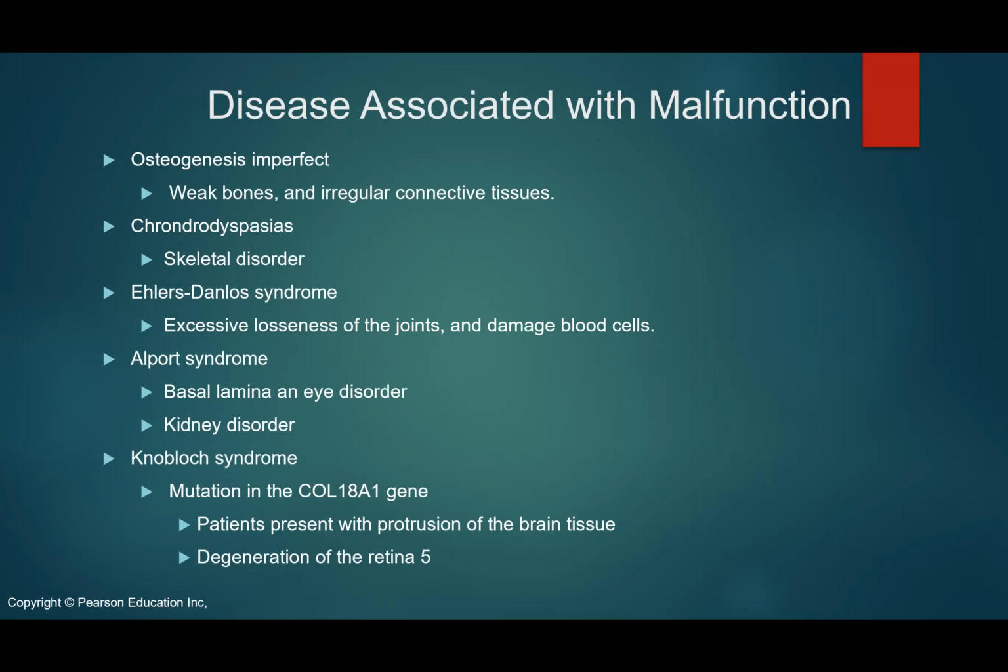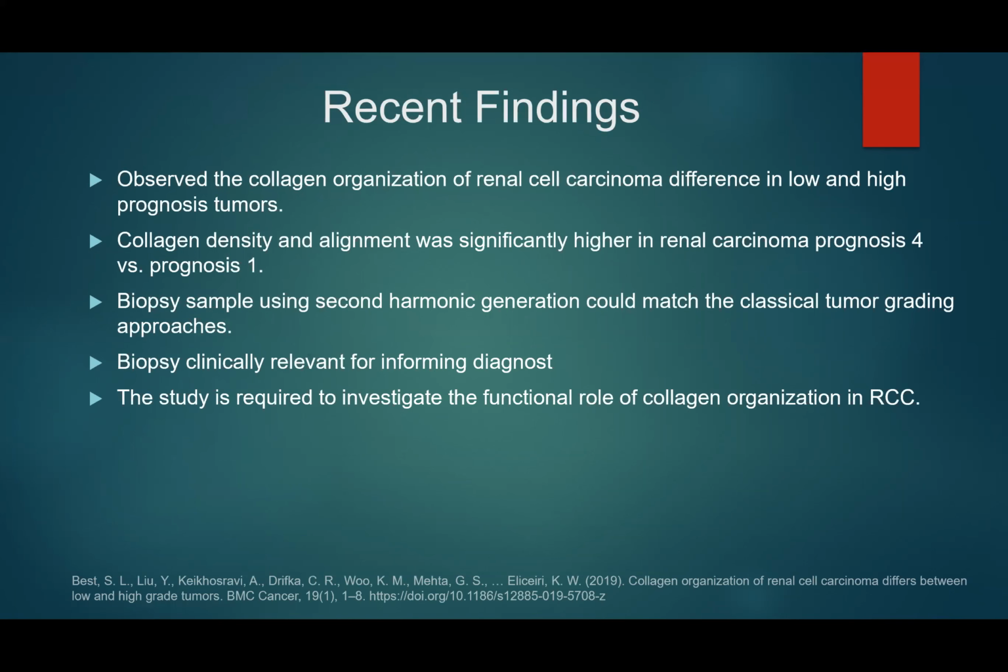And also, there's Alport syndrome, which involves the basal lamina, an eye disorder, and it also causes kidney disorder. There's also a syndrome caused by a mutation of a specific gene, and patients with this mutation have a protrusion of the brain tissue and degeneration of the retina. And some recent findings about collagen: the article that I found focused on pathological grading.